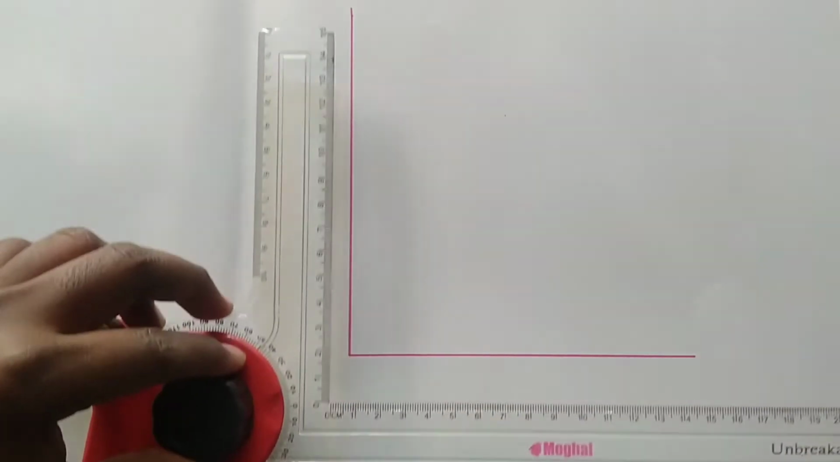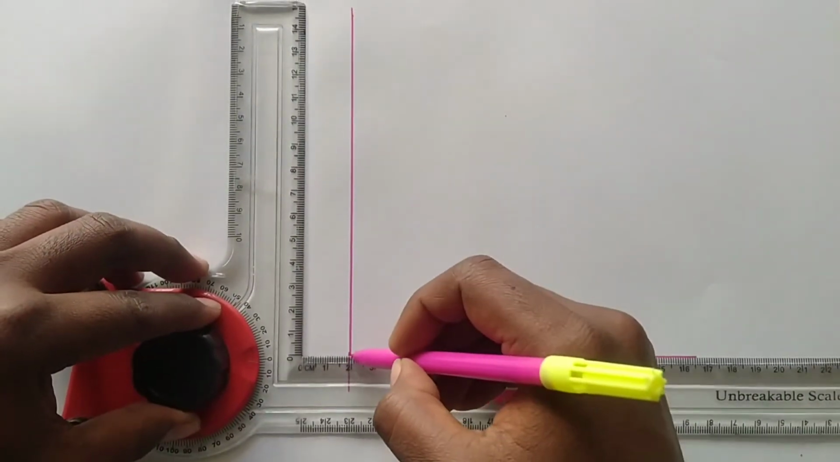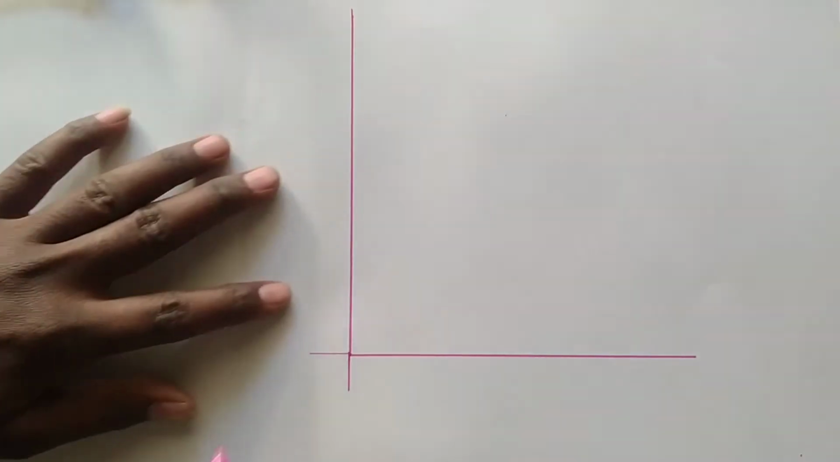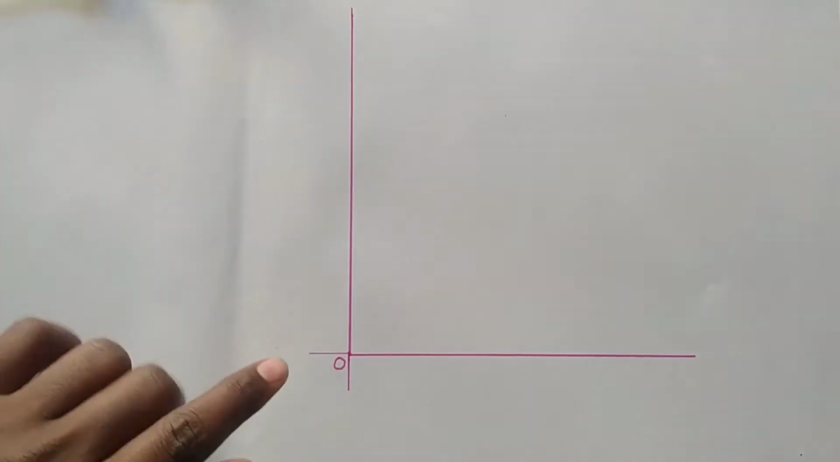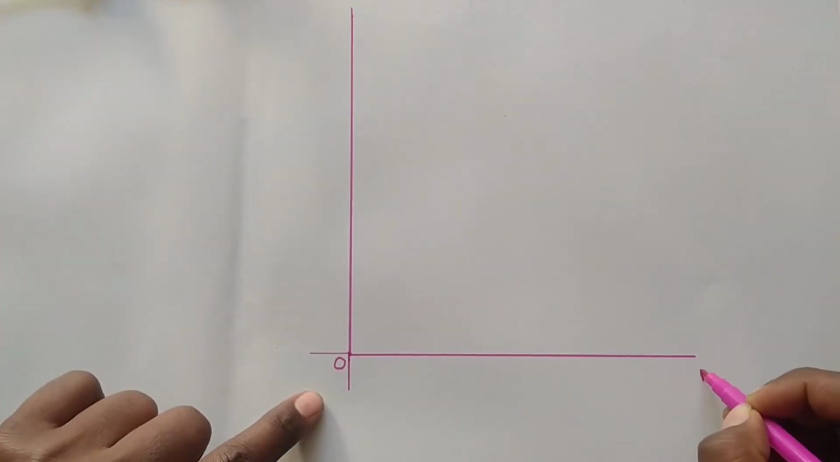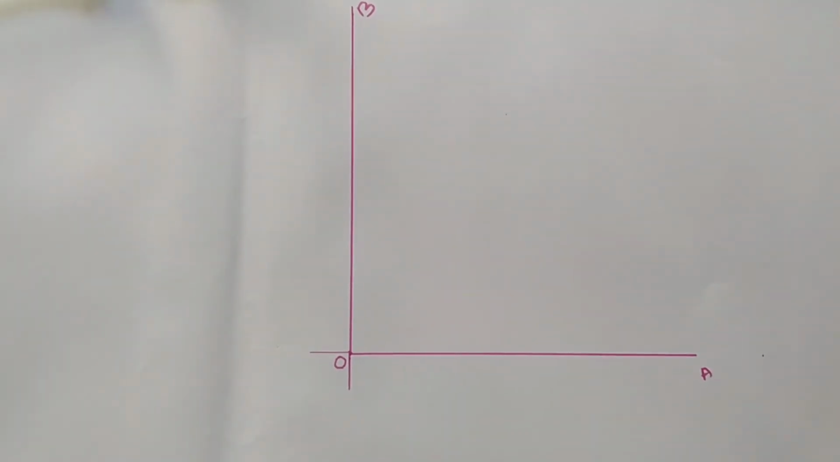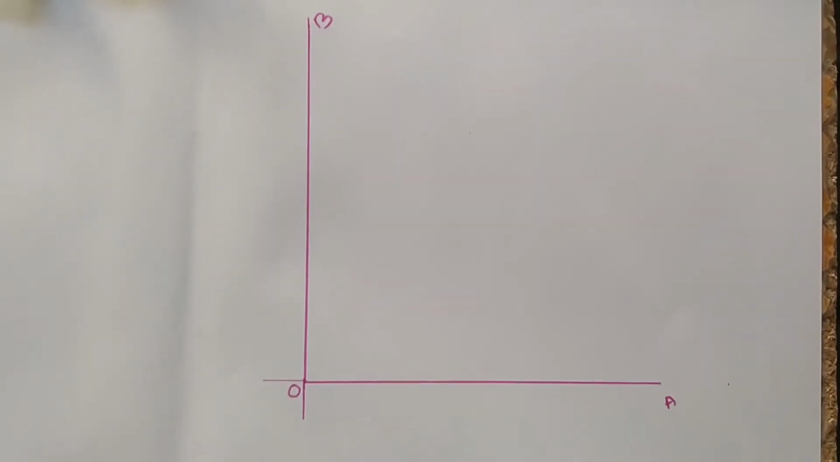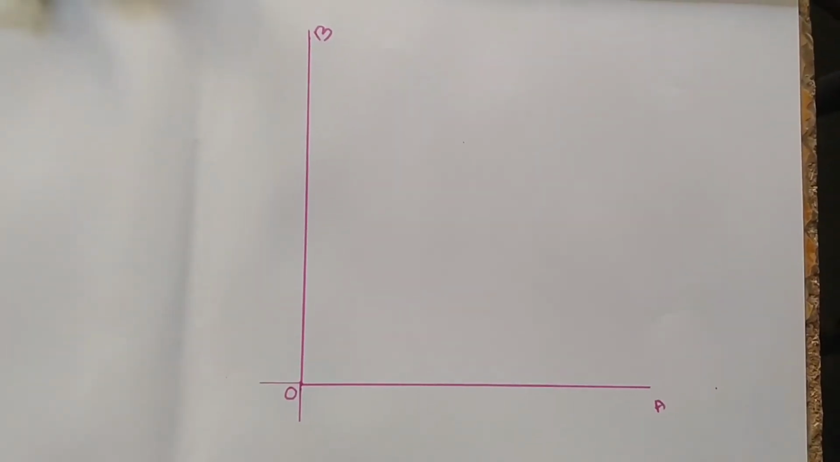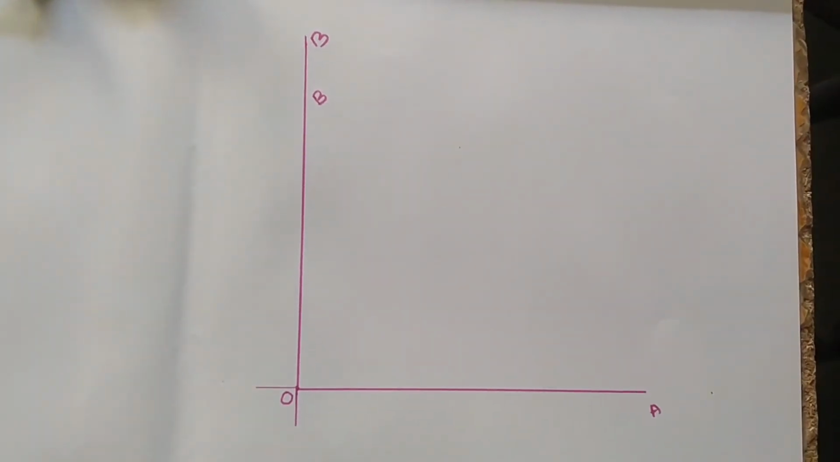Draw two lines. This is the center point O, the intersection point of OA and OB. This is the OA line and this is the OB line. These two lines are perpendicular to each other.